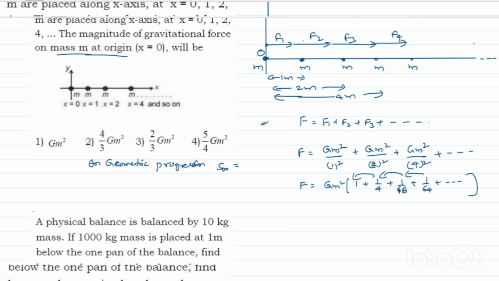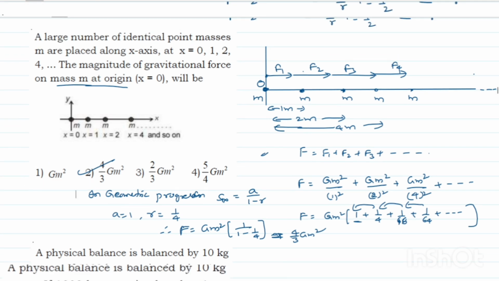In geometric progression, for an infinite series, S infinity equals A by 1 minus R. A is the first term, and R is the ratio. The ratio of the second to the first or the third to the second will be constant, so R equals 1 by 4. Then F equals Gm square into 1 by 1 minus 1 by 4, which on simplifying is 4 by 3 into Gm square. 4 by 3 Gm square is the correct answer.